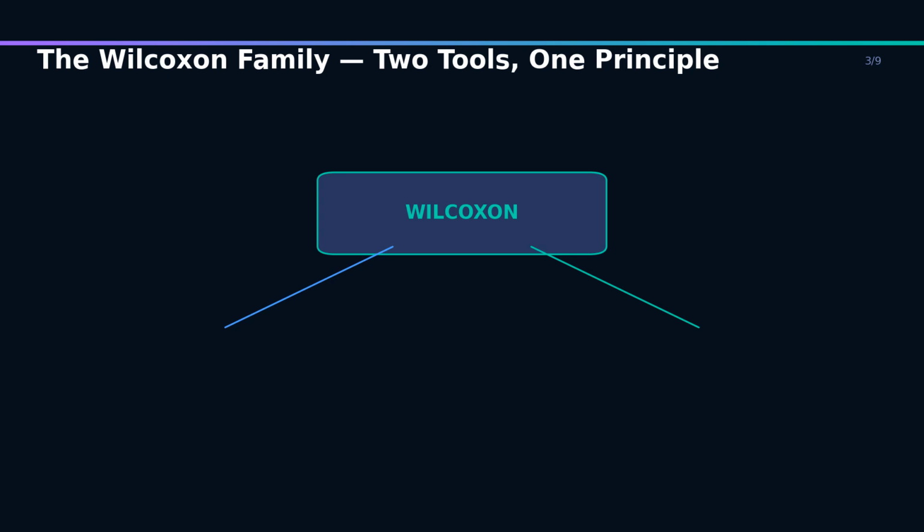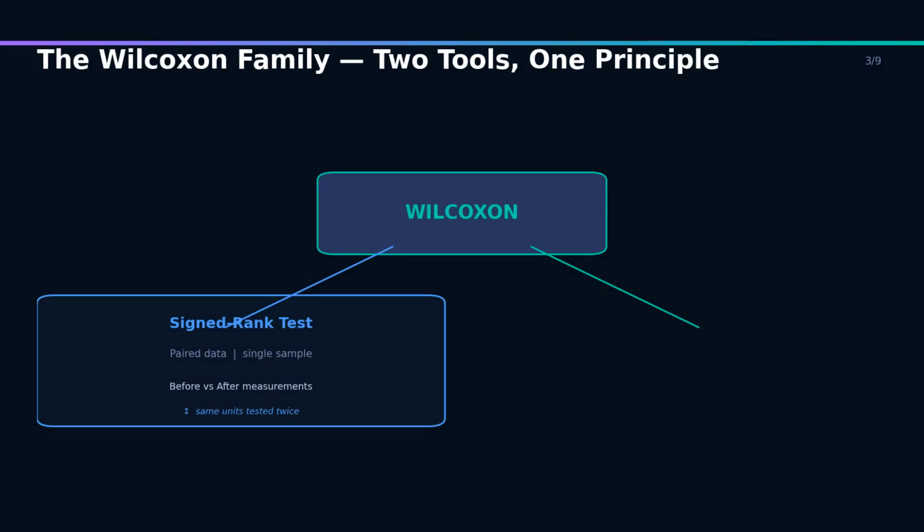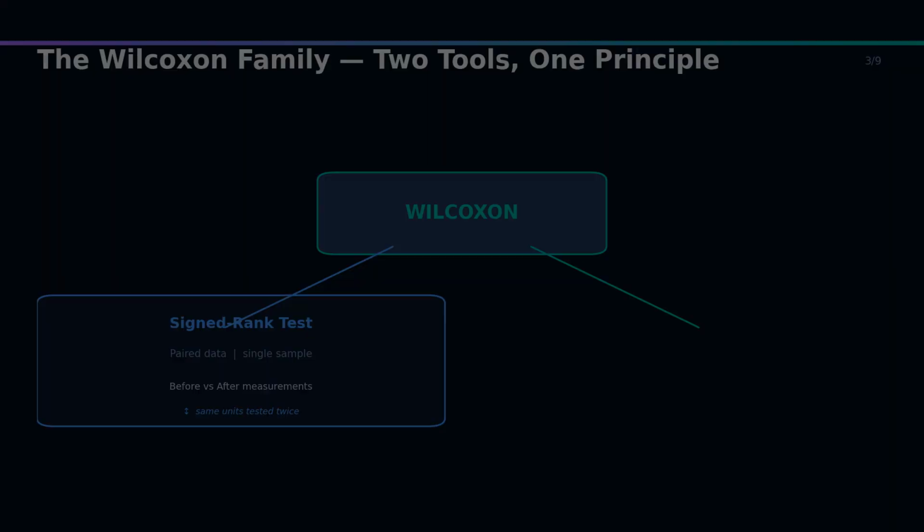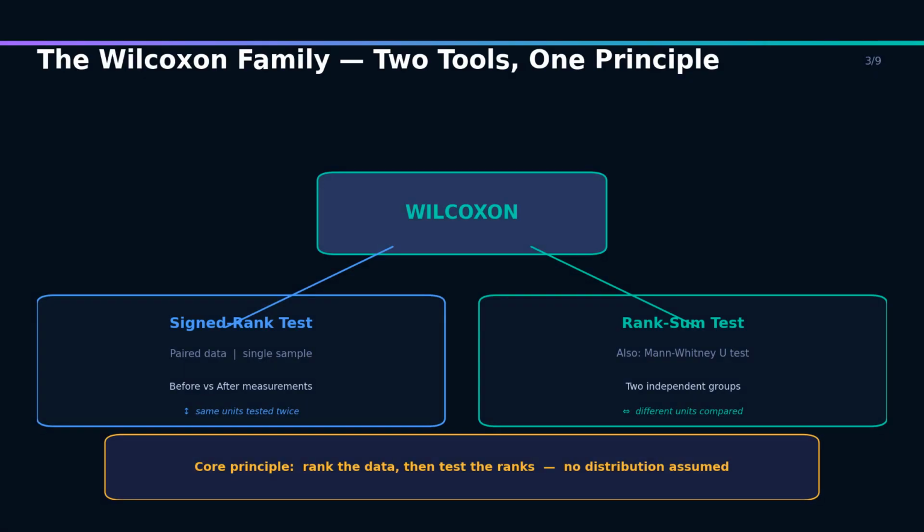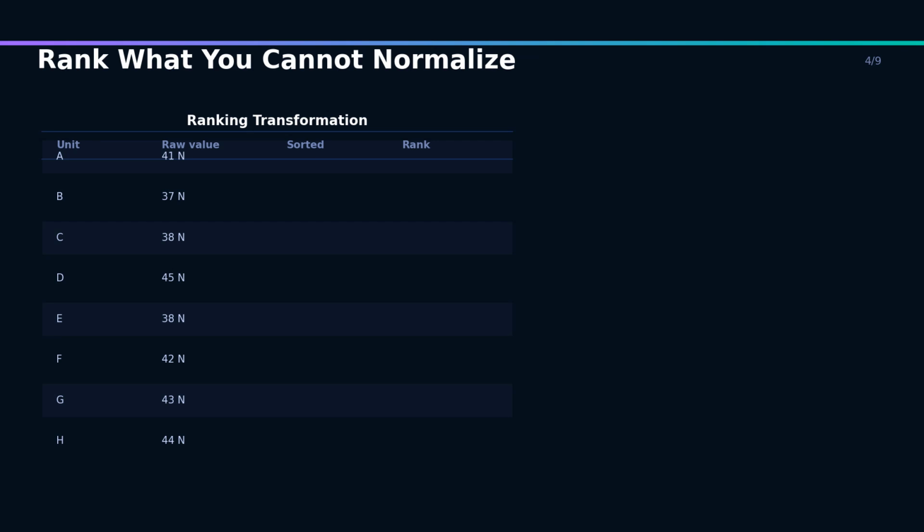The Wilcoxon test actually comes in two forms. The first is the signed rank test, which you use when you have paired data, such as before and after measurements on the same unit, or when you want to test whether a single sample has a specific median. The second is the rank sum test, also known as the Mann-Whitney U-test, which compares two completely independent groups. Same underlying principle, different application. Both are assumption-free.